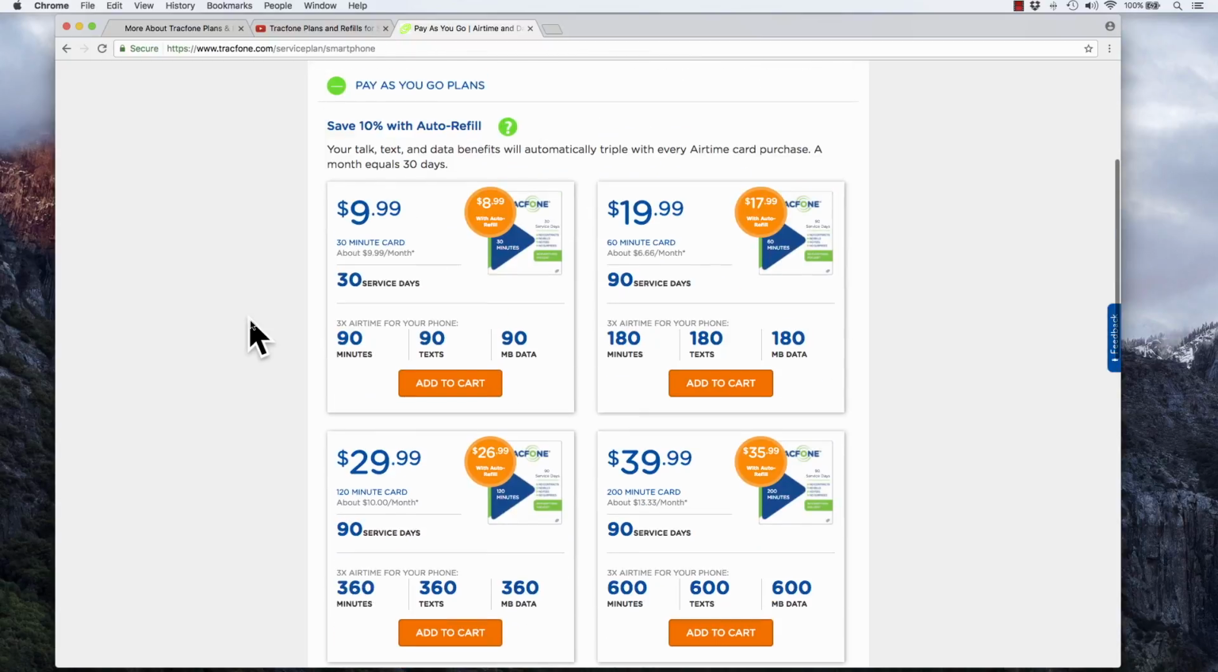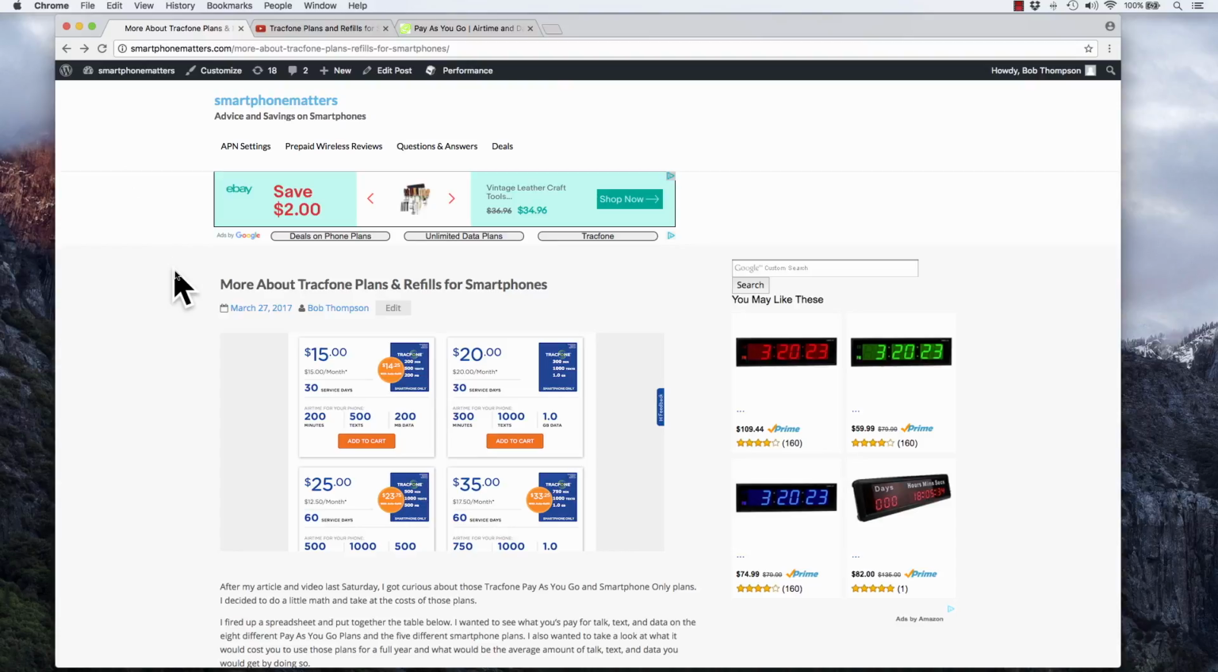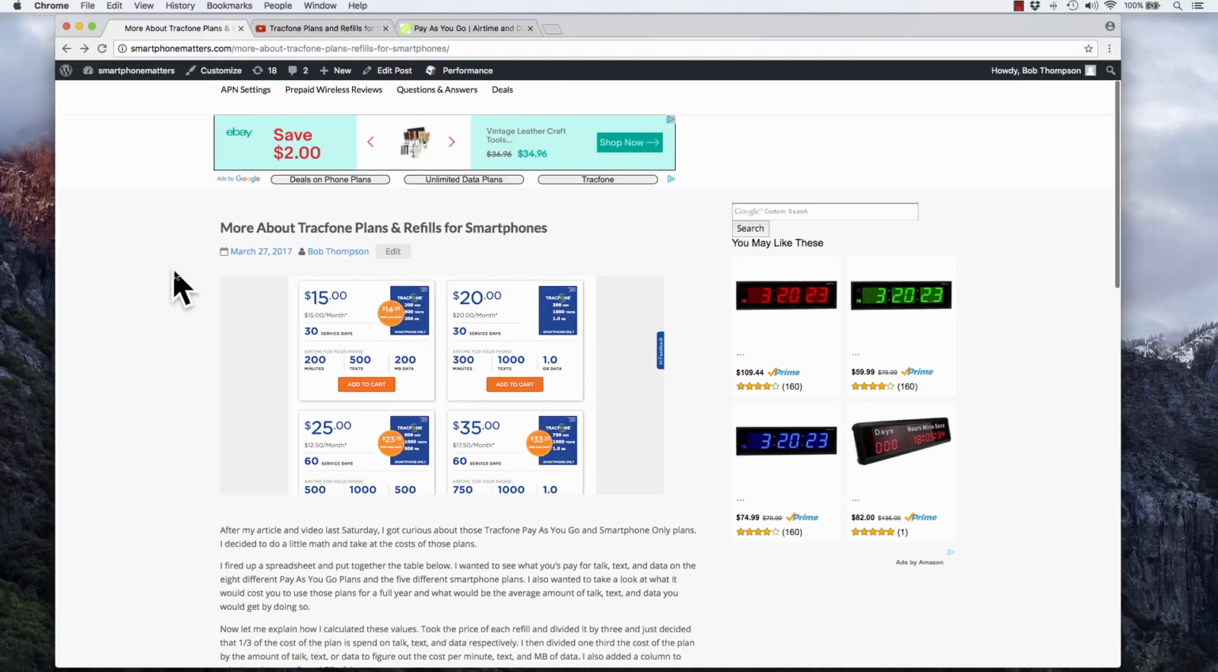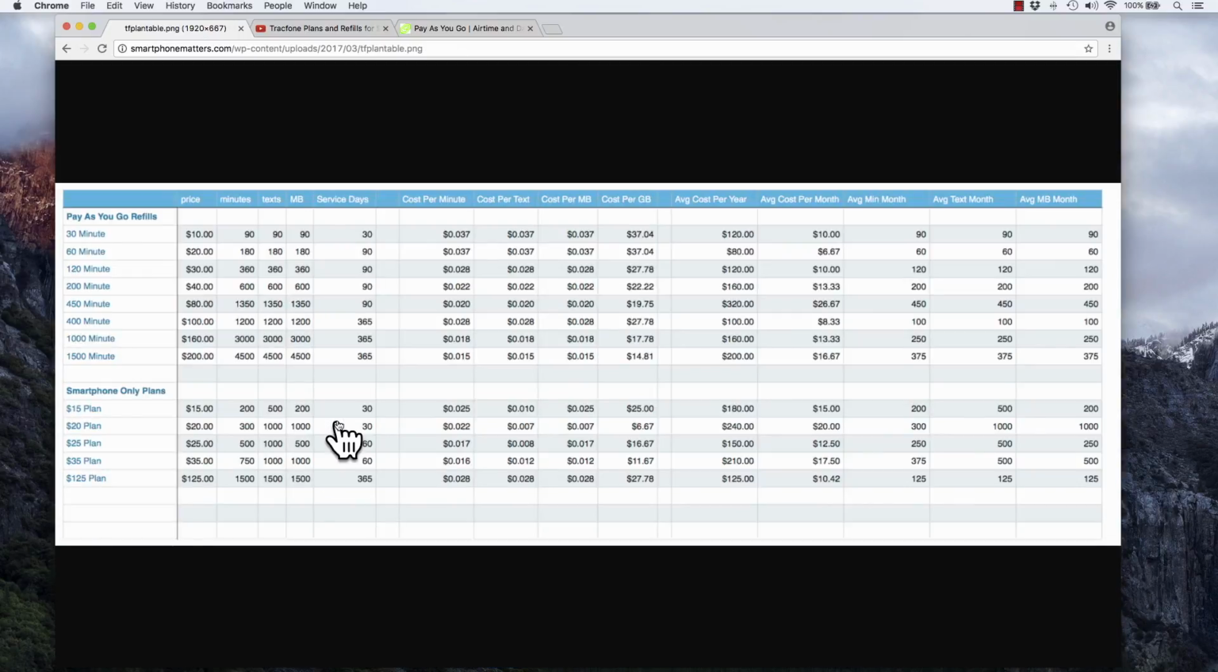Now, when I was going through these pay-as-you-go plans and then the smartphone-only plans, I was kind of wondering, what are you really paying per minute, per text, and per megabyte? So I decided to put together a table and take a look at that. If you head on over to smartphonematters.com and you look in my article, you'll see this table, and if you click on it, it'll expand.